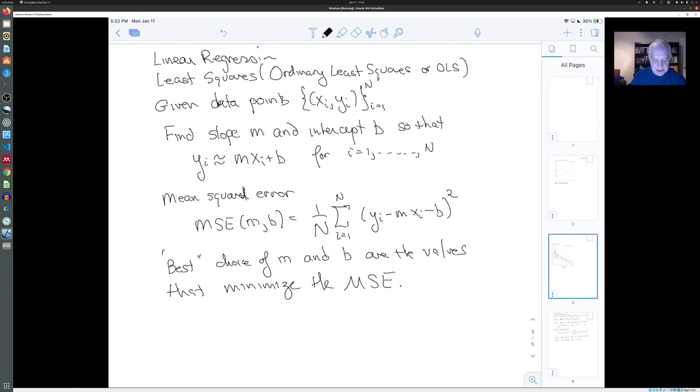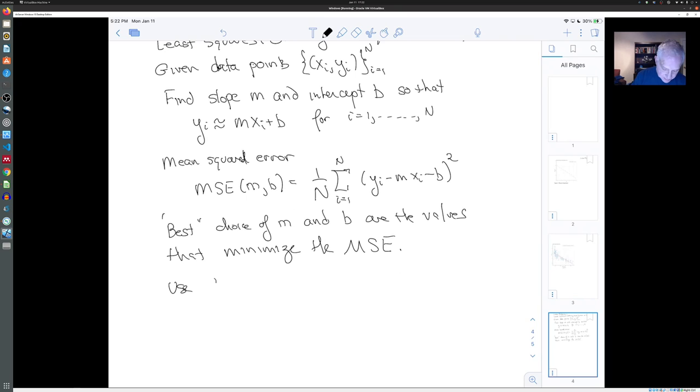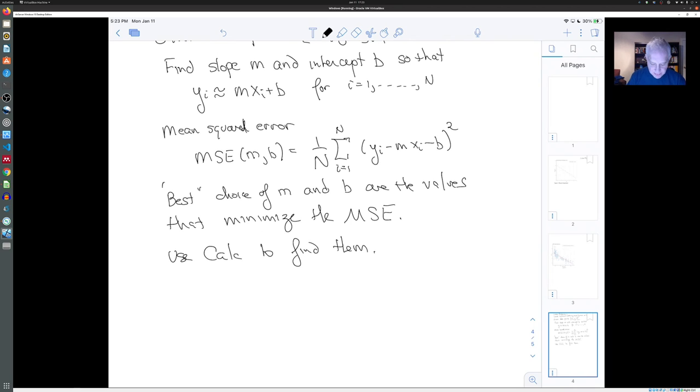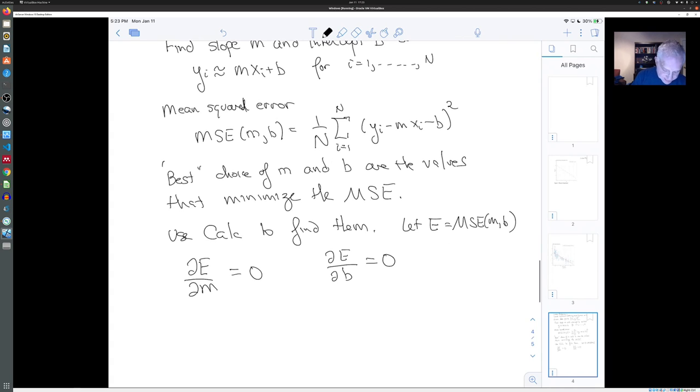And we're going to use calculus to find these values. Namely, we're going to take the partial derivatives of the mean squared error with respect to m and b and set it equal to zero. So we're going to find the partial derivative. Let me simplify mean squared error and just write E, a little less writing. So the partial derivative of E with respect to m equals zero, and the partial derivative of E with respect to b equals zero, to find the minimum.